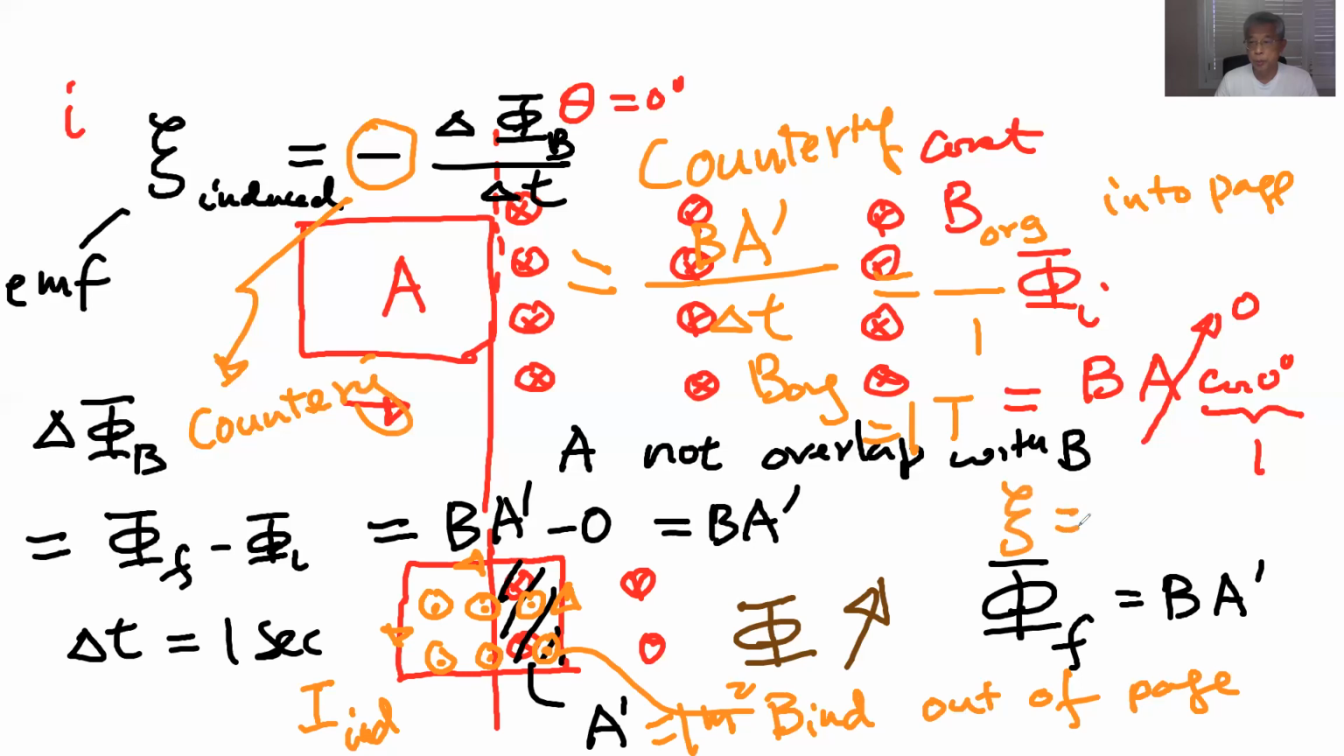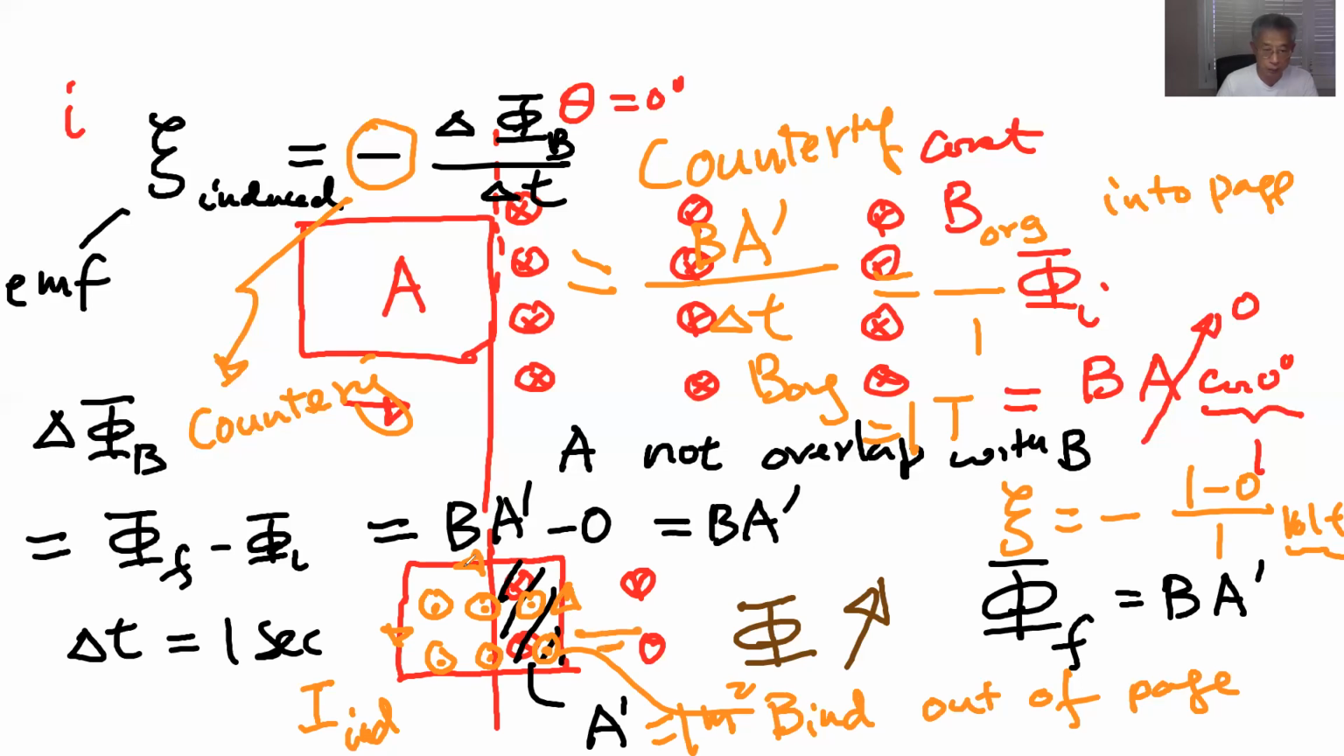So then my epsilon induced will be equal to minus delta phi, so this was 0 and became that, from 0 to 1. So 1 minus 0, remember, before, and then divided by delta T. So it's minus 1 volt. So it will be minus 1 volt going this way. It will be positive here, negative here.